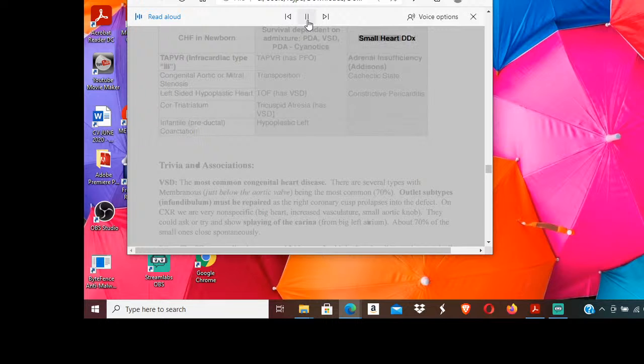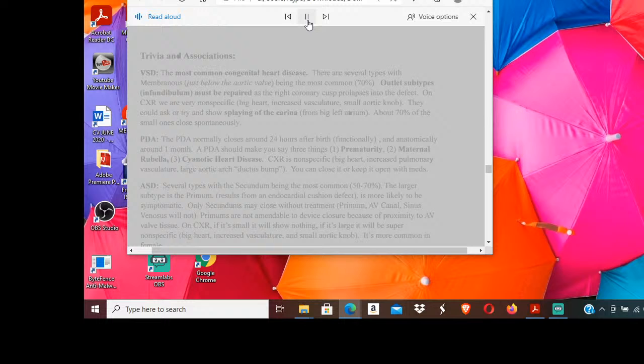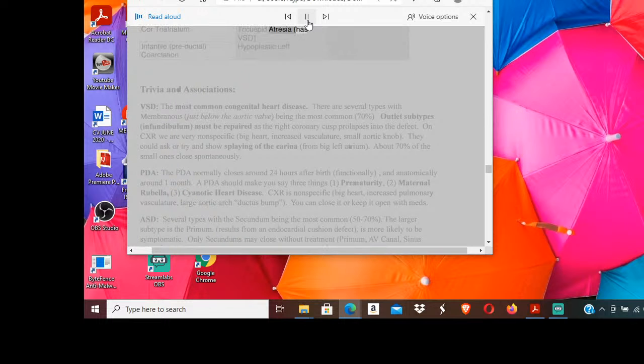Small heart differential: adrenal insufficiency, Addison's, cachectic state, constrictive pericarditis. Cor triatriatum, tricuspid atresia has. Trivia and associations.